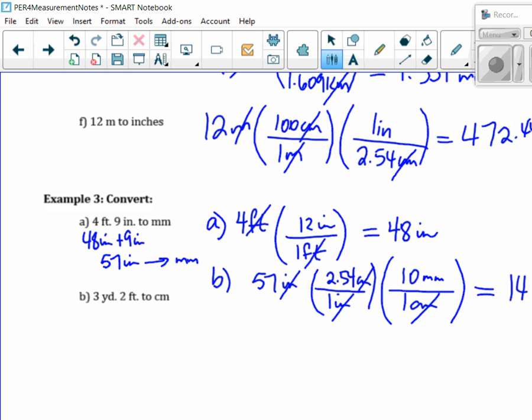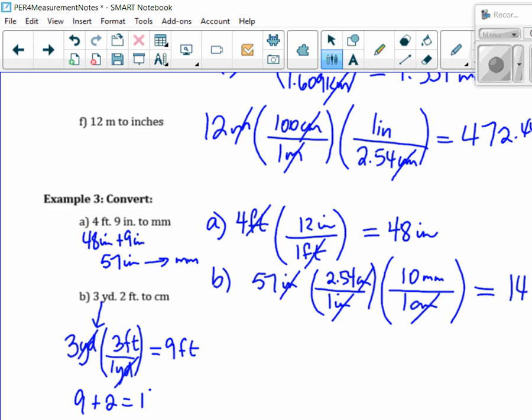1,447.8 millimeters. Okay, so the next one, again, I need to convert first the 3 yards to feet. 3 yards, and you don't have to do this one if you know what 3 yards is in feet, but 1 yard is 3 feet, so the yards cancel, and I get 9 feet. So then if I add 9 plus 2, I get 11 feet that I'm converting to centimeters.